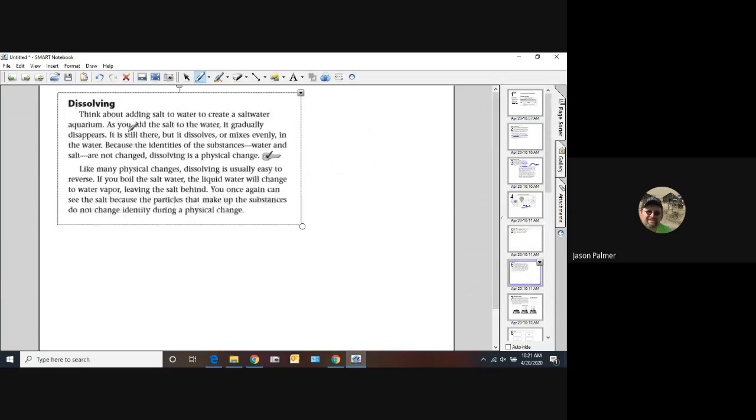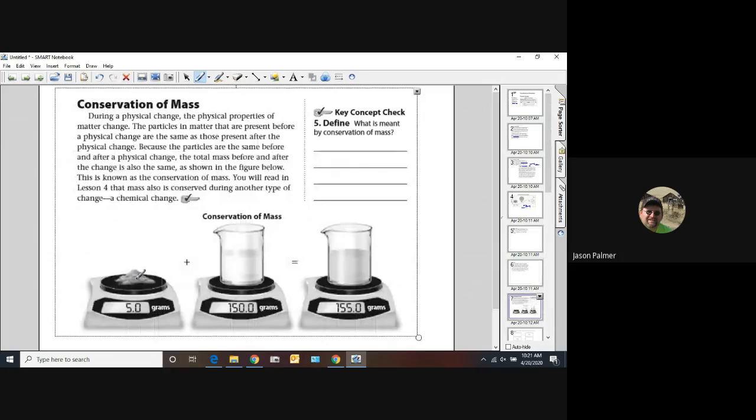Dissolving. So this is another separate concept. Dissolving is when you mix things. And again, the conservation of matter kind of shows up easier in the next slide. So if I have 5 grams of something, 150 grams of water, when I mix them, I'm not creating anything. I'm just adding 5 grams to 150 grams. So again, think of this as salt, water, salt water.